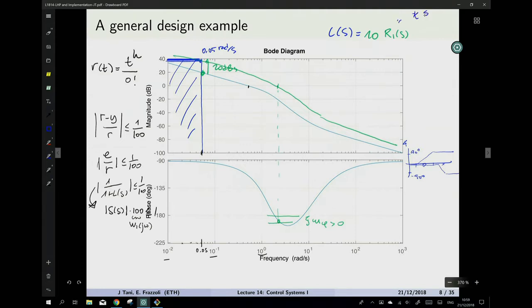Okay, so we have R1 of S is going to be something of the kind K times S plus A over S plus B, where A and B need to be designed somehow. How do we design them? One way would be having the tables, right? You can bring the tables to the exam if you want. It's one of those things that should always be in your pocket as a control systems engineer.